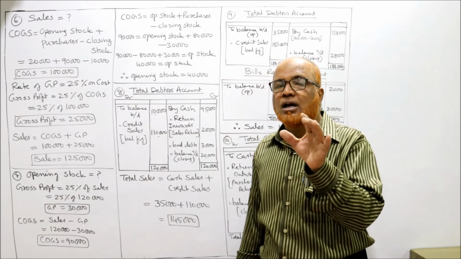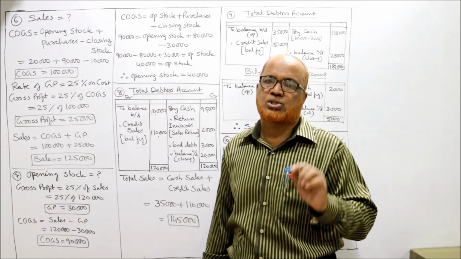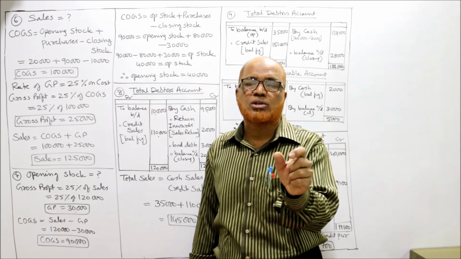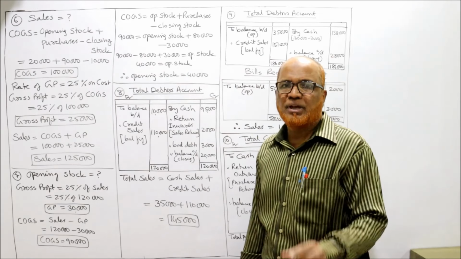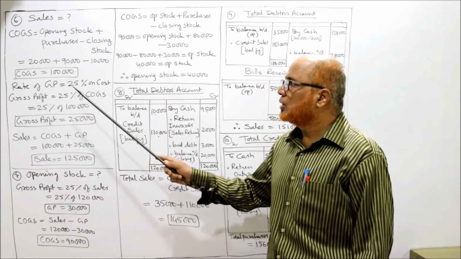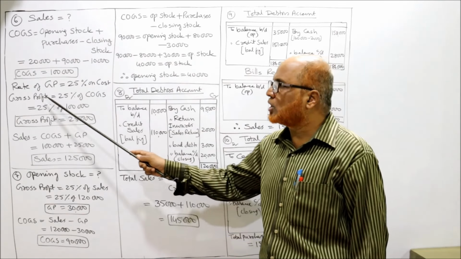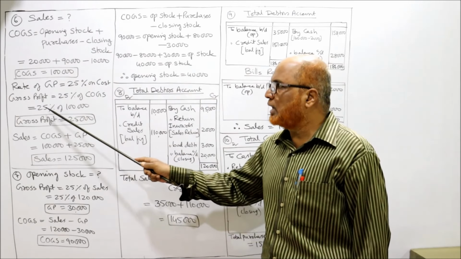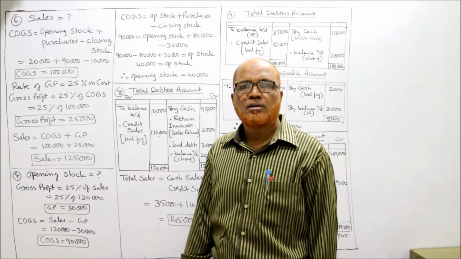Now it is given the gross profit is 25% of cost. It is given specifically 25% of cost. Cost means COGS, cost of goods sold. The meaning of cost is cost of goods sold. So 25% of cost means 25% of COGS. So gross profit is 25% of COGS. COGS we got 1 lakh. So 25% of 1 lakh is 25,000. So we got gross profit.